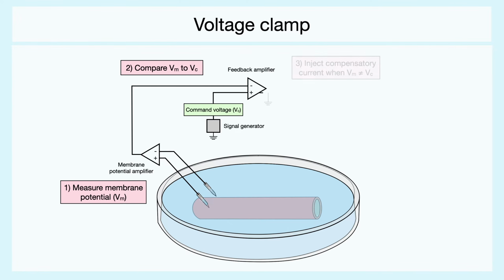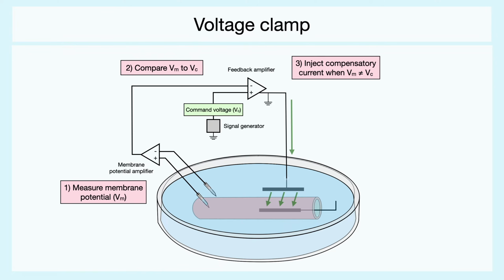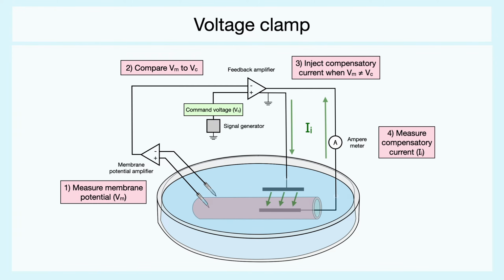The second amplifier then sends a compensatory current to the axon through two electrodes such that the voltage of the axon is always kept at the command potential. And whenever it is different, current is either sent or withdrawn. The current that goes into the system can then be measured with an ampere meter.